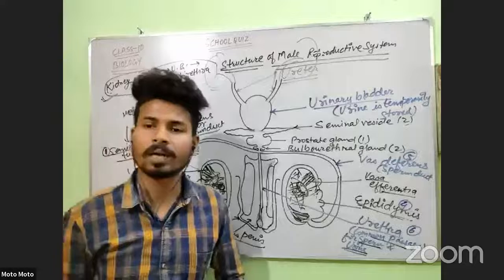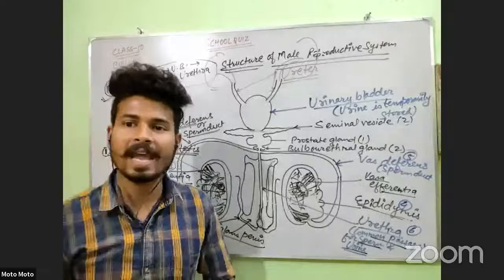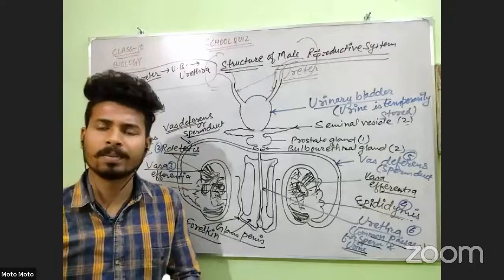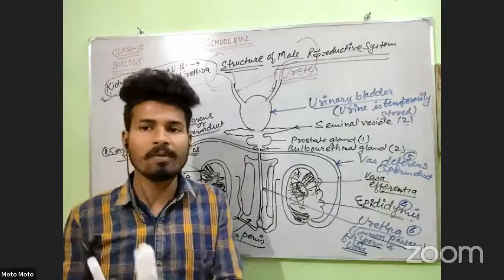Sir, where are the gametes present in the male reproductive system? Gametes are sperm or ovum. Sperm for male and ovum for female.